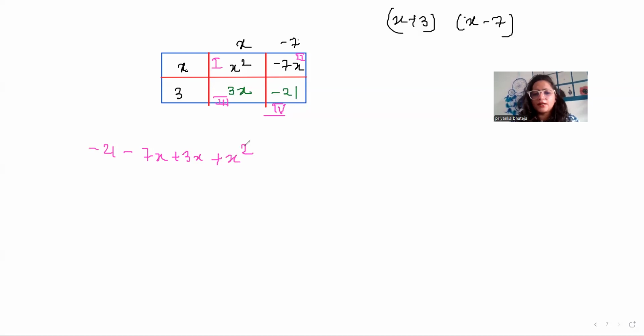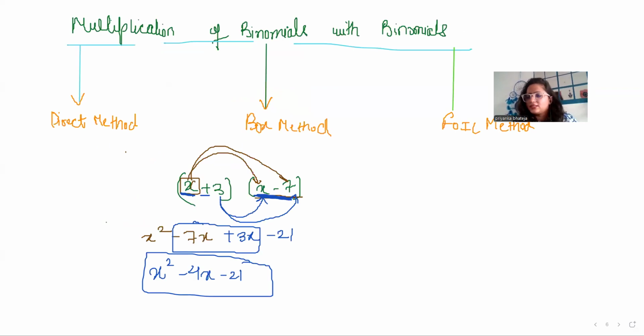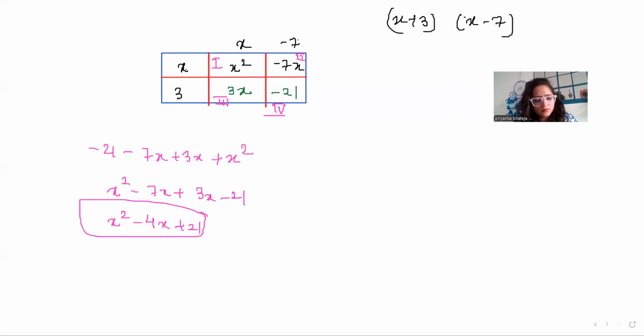It also doesn't matter. But there is a sequence to write down the polynomials. And that sequence means your degree should always be in descending order. First, you will keep the variables with the largest degree followed by the smaller degrees. So here, I'll just make sure x square minus 7x plus 3x minus 21. And if I solve this, it will give me this, which is the same answer as from the direct method. See, the answer doesn't change whichever method you use. So let's just consider the FOIL method.